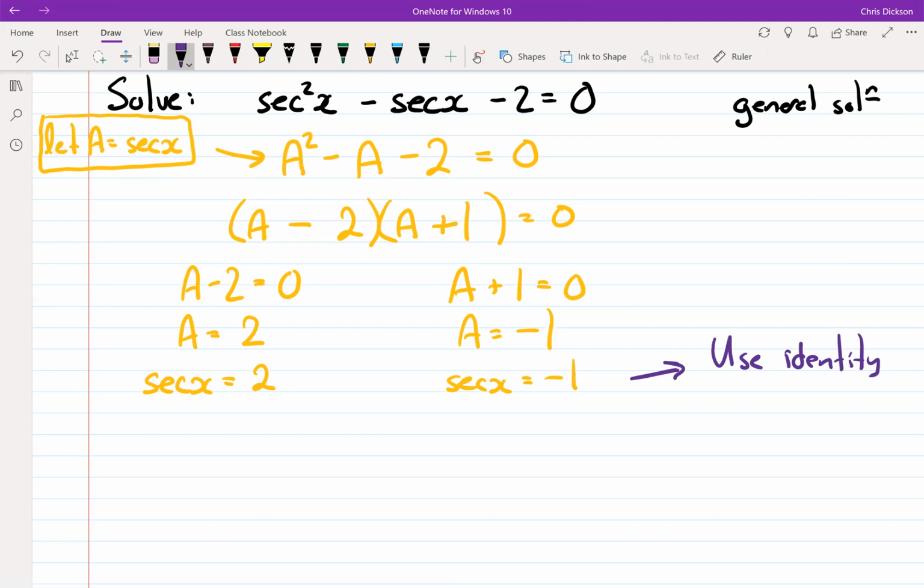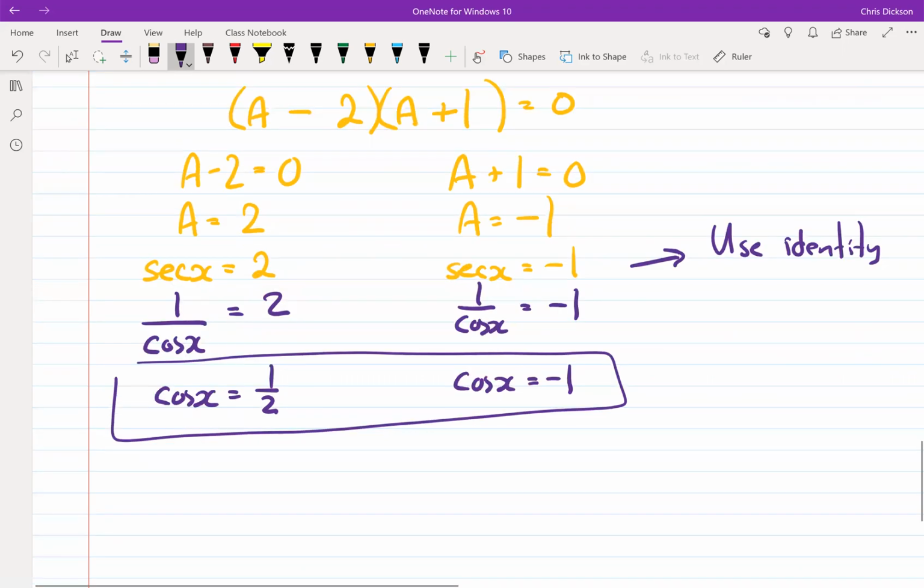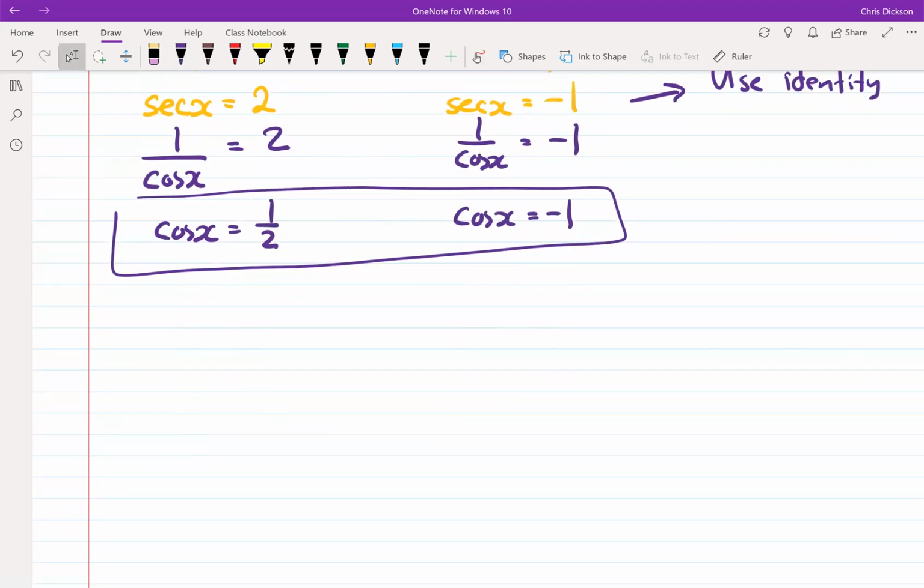So I'm going to turn the secant into 1 over cos of x, and that equals 2. Now, you don't have to do this. You might realize that secant is r over x. But if I flip this around, I'm going to get cos of x is equal to 1/2. And here, 1 over cos is equal to negative 1, so cos of x is equal to negative 1. So there's what I'm solving for now. More of a grade 11 type problem, but working in radians, so I guess grade 12 here.